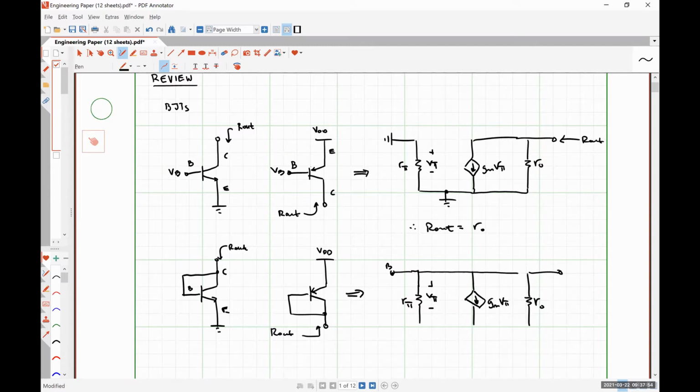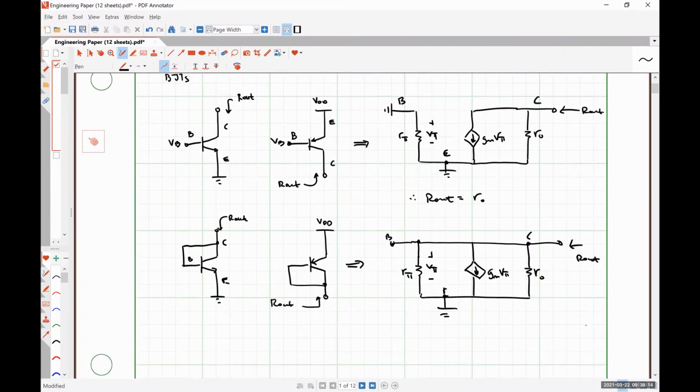Because it's diode connected, our base and our collector are tied together. Our emitter down here is grounded. We're looking in. Thoughts on what we see? So R pi in parallel with R naught. All right, that's most of it.